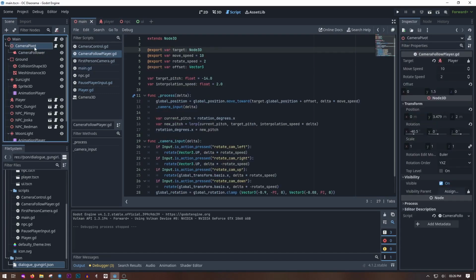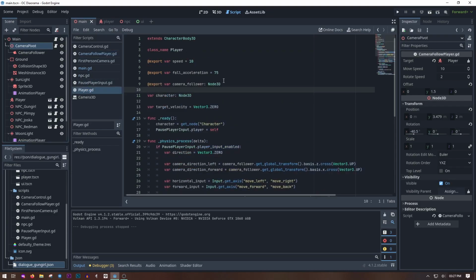Right, yeah, it's the camera pivot. The camera pivot is the thing that has the script. And this is the player. So the camera is pivoting, looking. The camera pivot knows what the player is. The player does not need to know what the camera is. In fact, get rid of that.